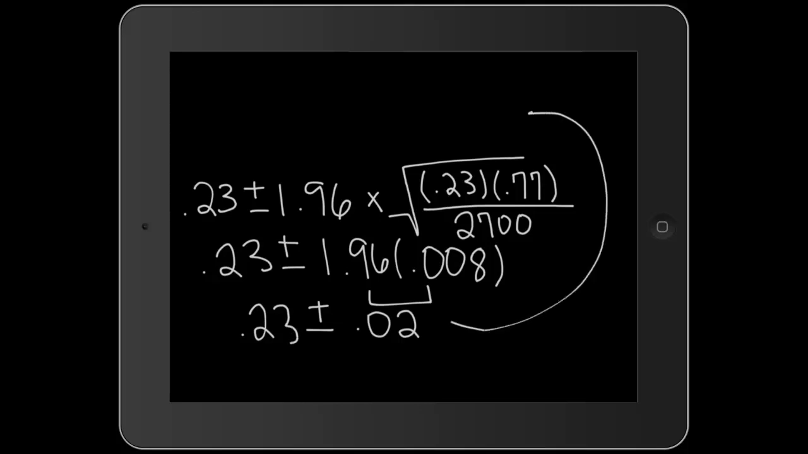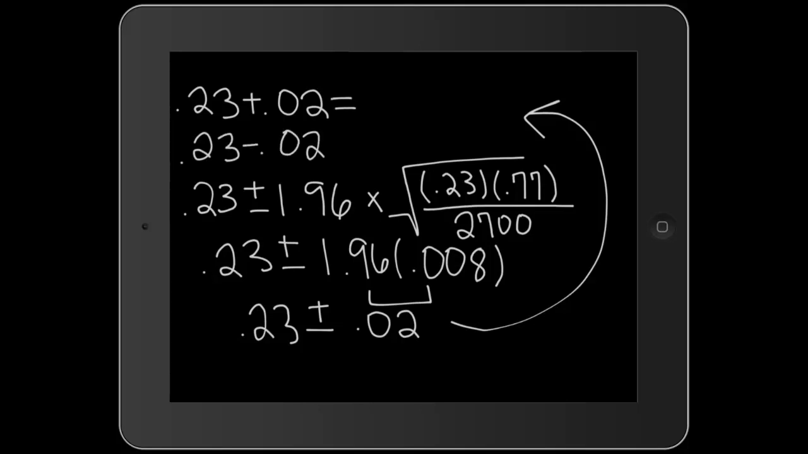Now the last step is 0.23. You add 0.02 and you subtract 0.02. And by adding you get 0.25, and by subtracting you get 0.21. And this is how you end up writing your final answer. 0.21, comma, 0.25.